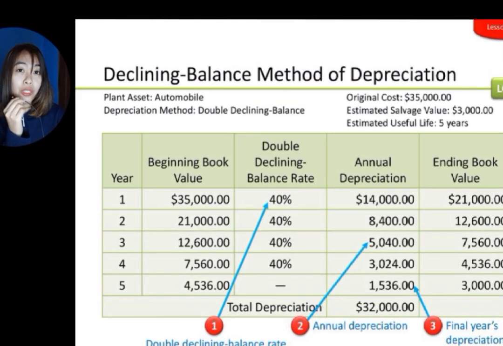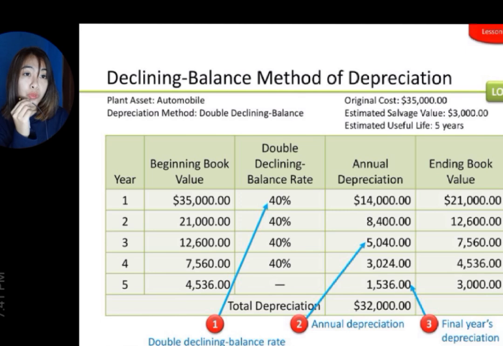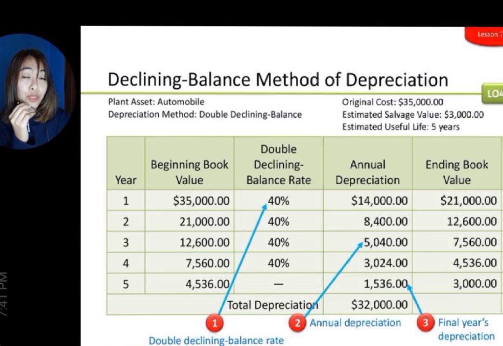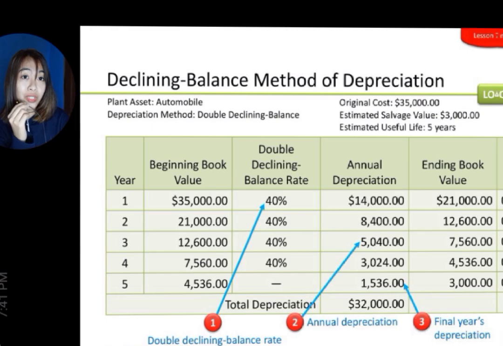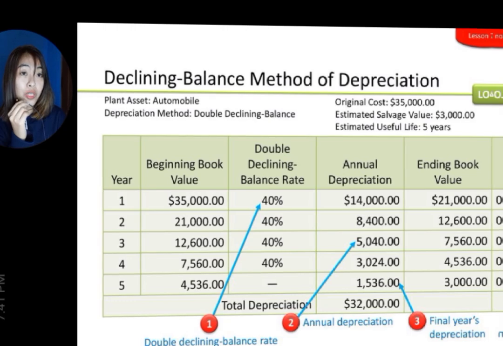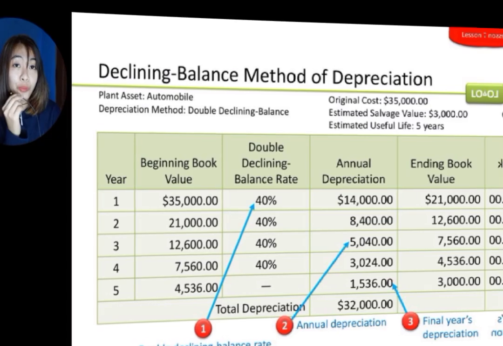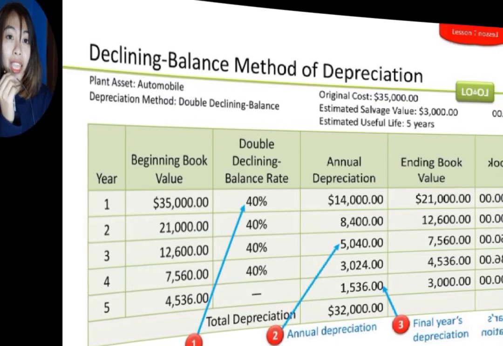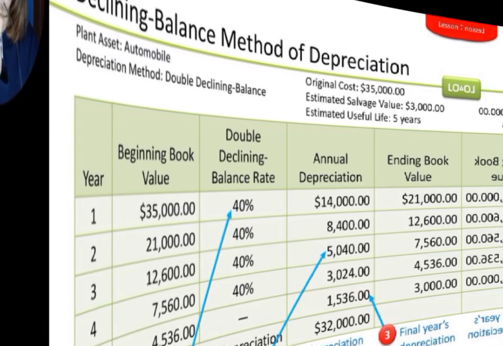And for the second year and other succeeding years, what we just have to do is to again multiply the preceding annual depreciation that we get, which is 14,000, by 40%, and the product, which will be 5,600, will be subtracted from the preceding annual depreciation, which is 14,000, in order to get 8,400. And for the other succeeding years, you will also do the same formulation.